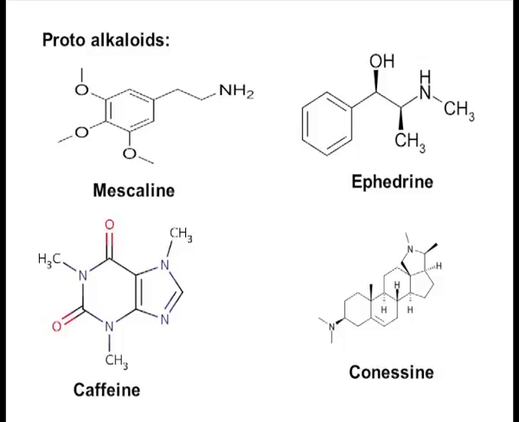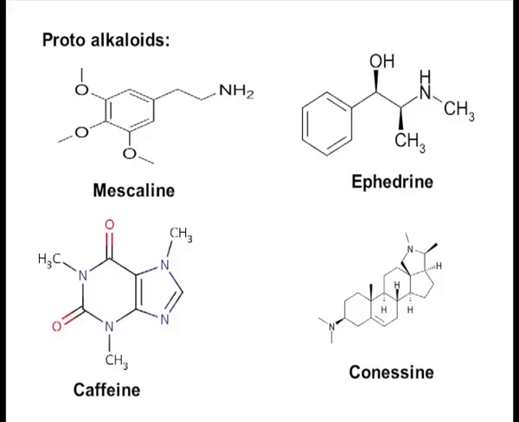Caffeine is obtained from tea dust, caffeine is found in coffee and many other things, and it has painkiller activities, it has medicinal activities of other types, and to a certain extent it is addictive also. So, coniine is another alkaloid.